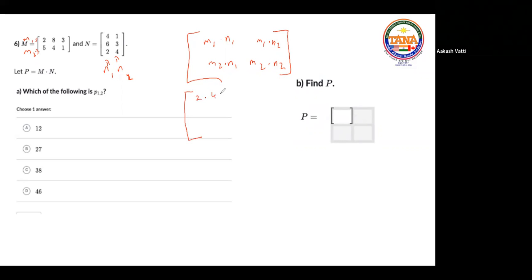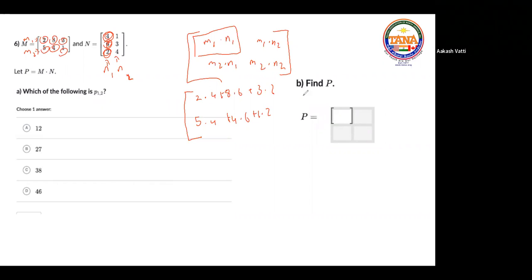So you get 2 times 4 plus 8 times 6 plus 3 times 2. And then this is for this. And then for the second one, it's 5 times 4 plus 4 times 6 plus 1 times 2. So 5 times 4, 4 times 6, 1 times 2. And that gives you the first two.